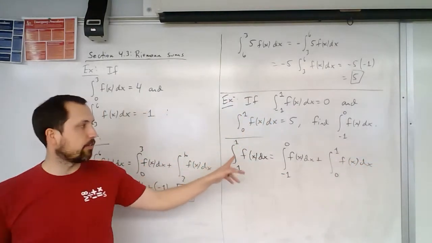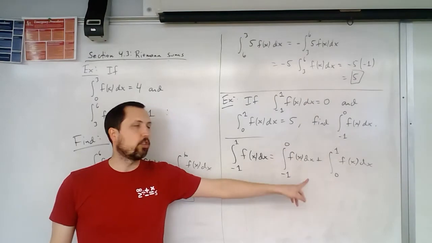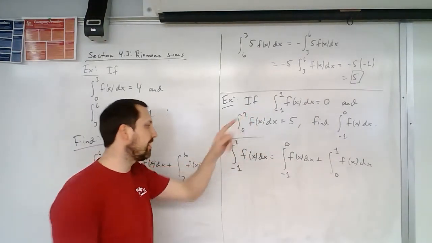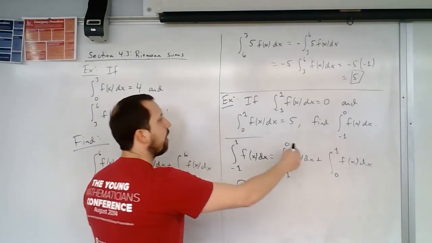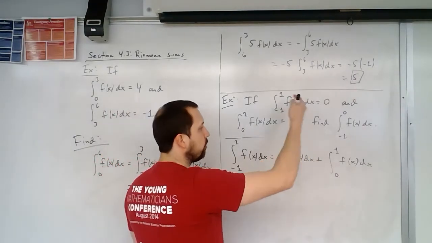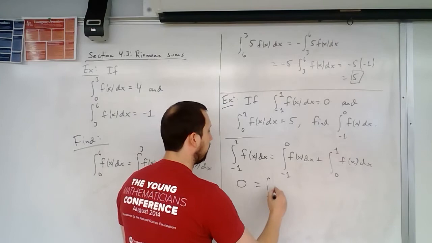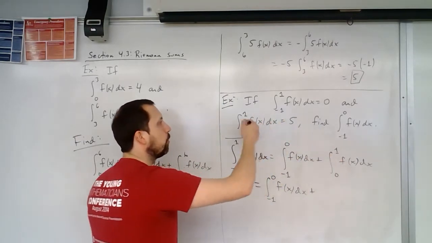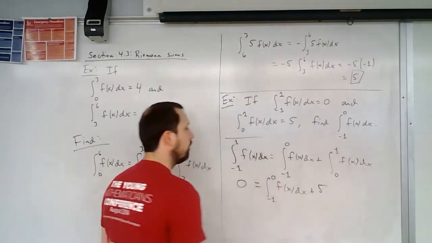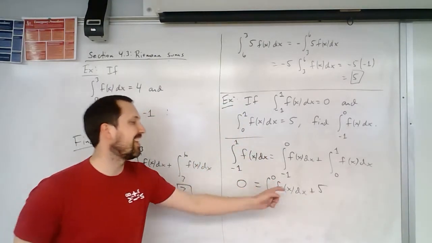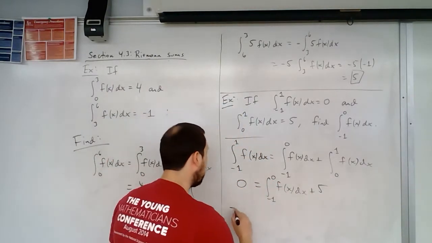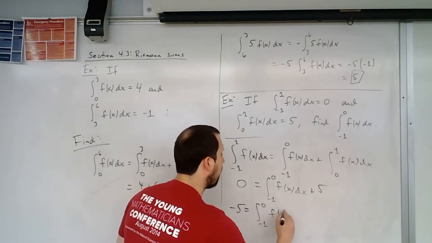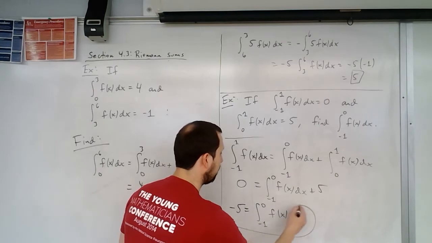So we know that we're allowed to separate this into some middle separator. We know that this is equal to 0. The integral from -1 to 0, we don't know, so the integral from -1 to 0 of f of x dx. The integral from 0 to 1, we know that equals 5. So just solving for this, I see that's going to be equal to -5. So -5 is equal to the integral from -1 to 0 of f of x dx.